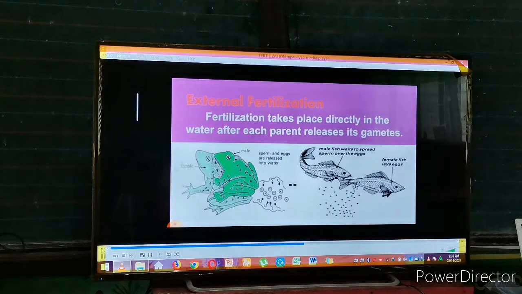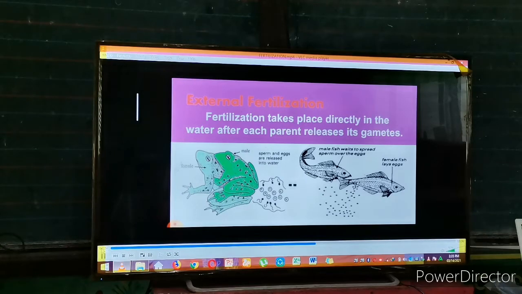So, fertilization takes place directly in the water after each parent releases its gamete. So, in our example, we have frogs and fishes. Kung titignan mo yung picture ng frogs, magre-release si female ng egg cell and then magre-release din si male ng sperm cell sa water. Doon mag-unite yung egg cell at saka yung sperm cell sa tubig.